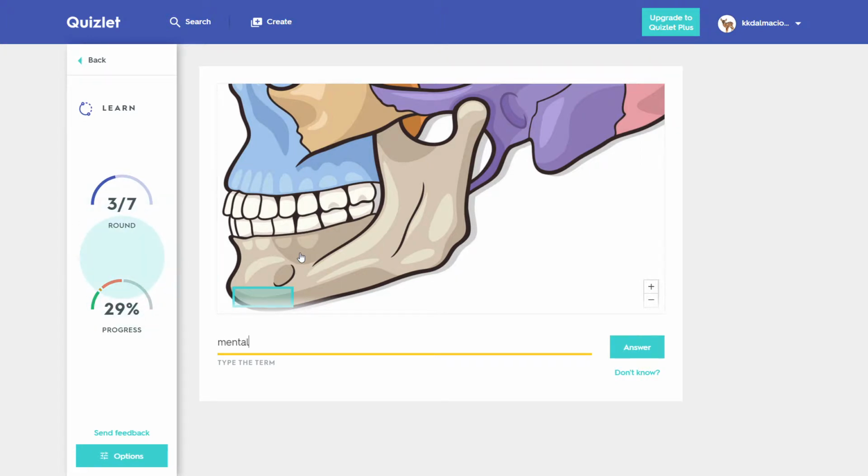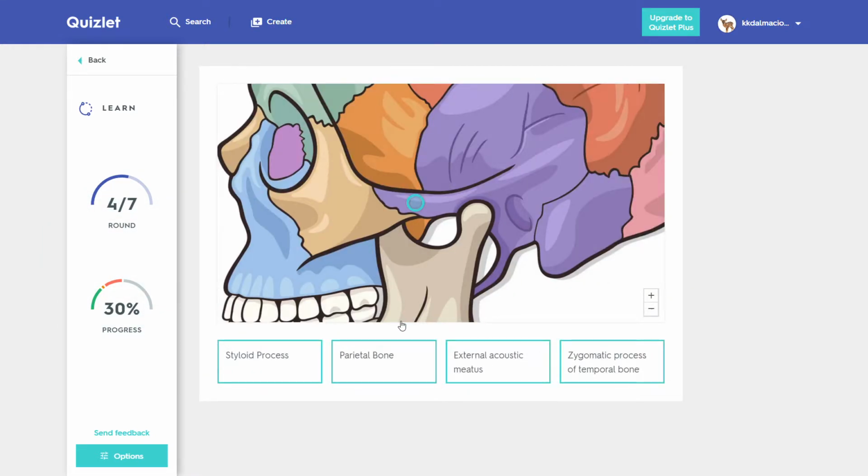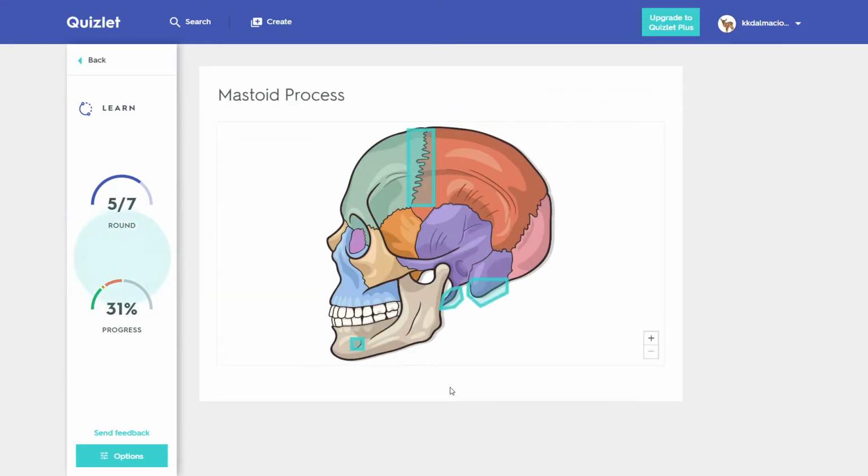Okay, this is the mental protuberance. Remember, because we were talking about protuberance a while ago. Okay, that was just a small accidental spelling error. Okay, this is the zygomatic process. No. Zygomatic process of the temporal bone. Yep. The edge of your face.